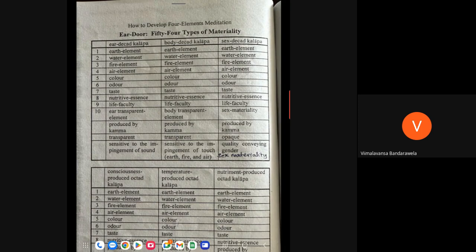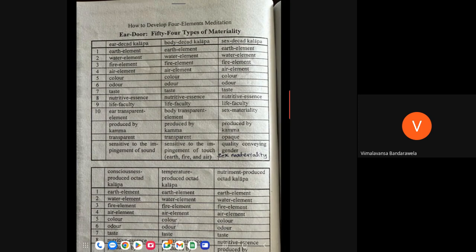And then you have the sex materiality, the bhava dasaka kalapa. If you are a female, that is the itthi bhava dasaka kalapa, meaning the female sex decad kalapa. And if you are male, you have the pumbhava dasaka kalapa, meaning the male sex decad kalapa. So here you have sex materiality as the tenth factor.